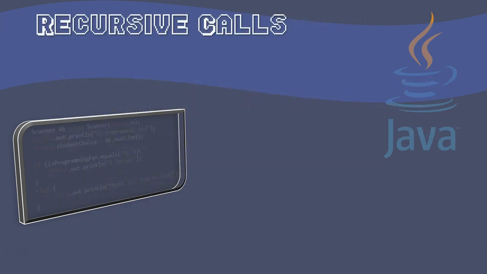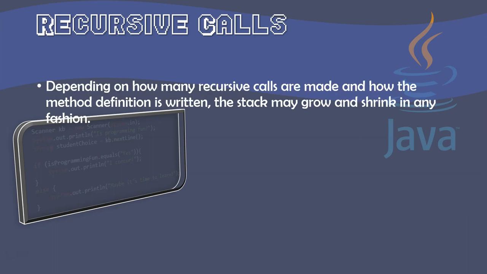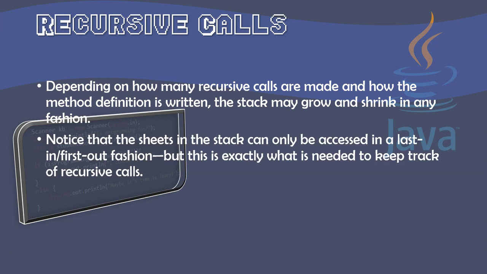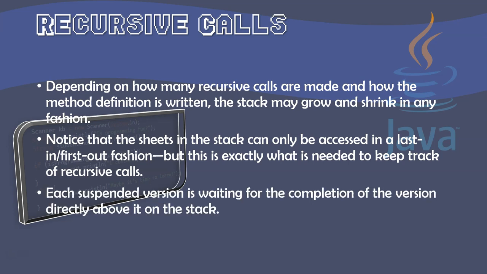Alright, so let's start moving away from this idea of a sheet of paper and address how recursive calls actually work. Depending on how many recursive calls are made and how the method is written, that stack can grow or shrink in any fashion. We could put some things on, get to a partial point, take some things off, put things back on, and so on. Now notice in our example the sheets in the stack can only be accessed in a last in, first out fashion. But if you think about it, this is exactly what's needed to keep track of the recursive calls so we know how we're handling them. Each suspended version is waiting for the completion of the version directly above it on the stack.